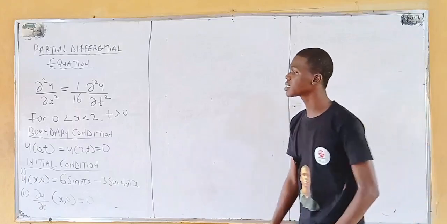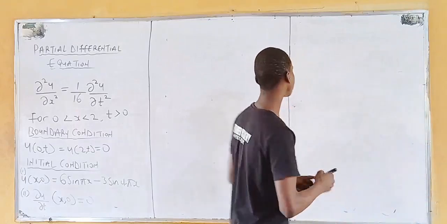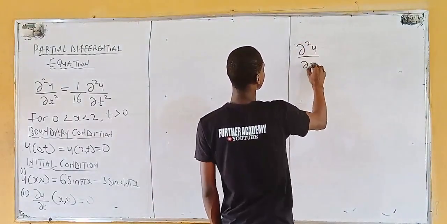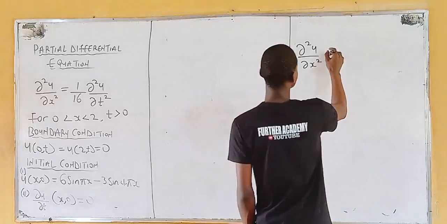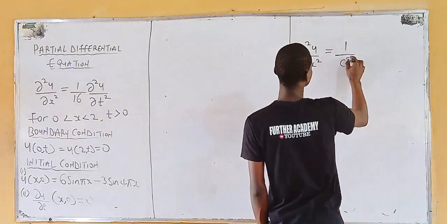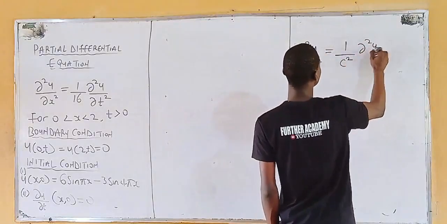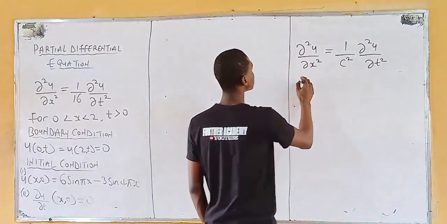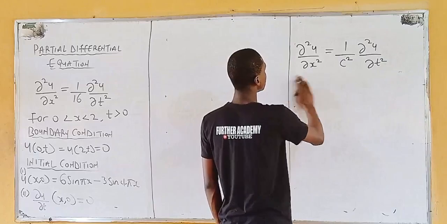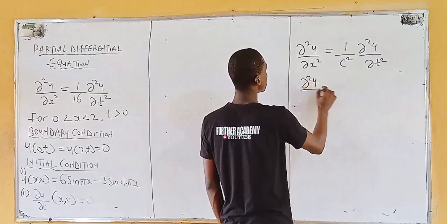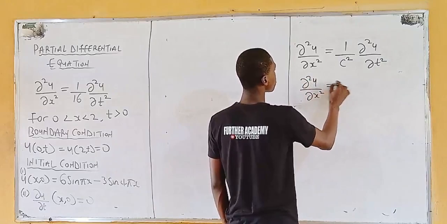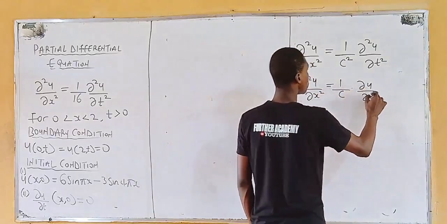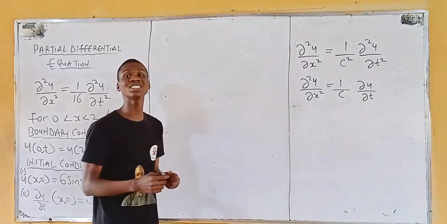So what I'm saying is that I know that this is my wave equation: the second partial derivative of u with respect to x equals 1 over c square multiplying the second partial derivative of u with respect to t. This is the wave equation. And our heat equation is giving us the second partial derivative of u with respect to x equals 1 over c multiplying the partial derivative of u with respect to t. These 2 equations are in 1 dimension.